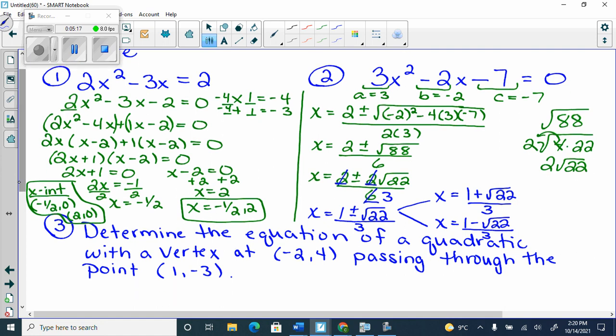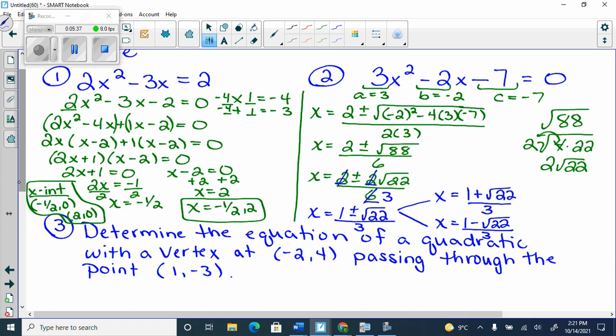Can I check it with my calculator? Yeah, I can put 3x squared minus 2x minus 7 into my y equals. I can find my x-intercepts in decimal form, correct? Then I can type in 1 plus root 22, enter, divided by 3, 1 minus root 22, enter, divided by 3, and it should match the decimals, shouldn't it?